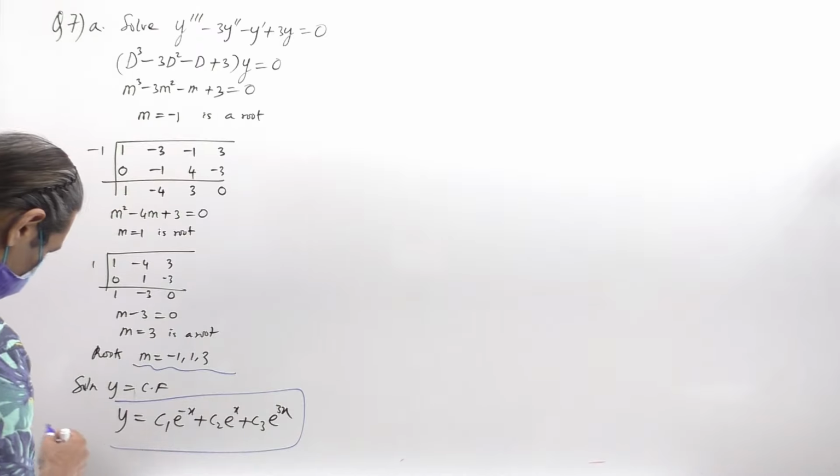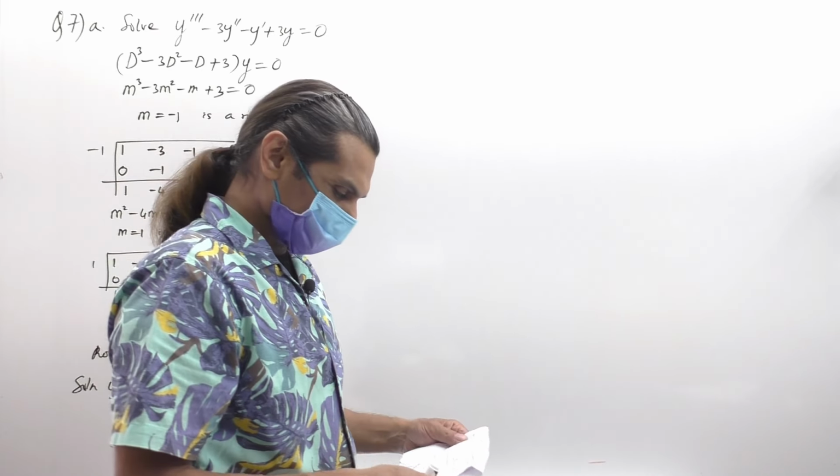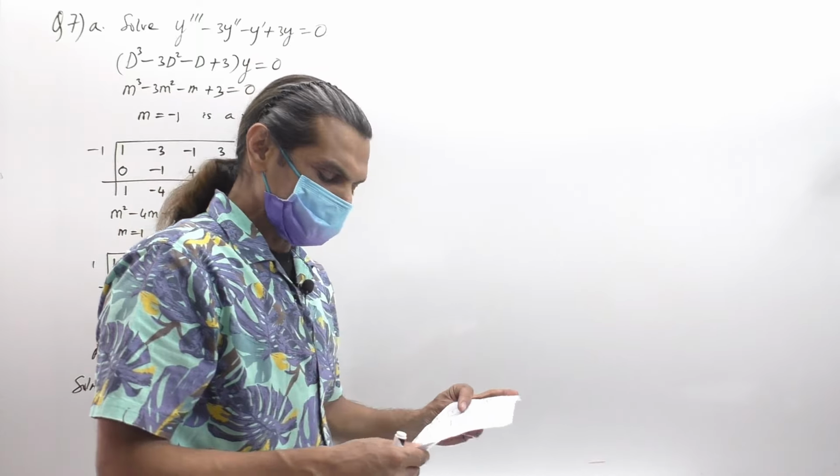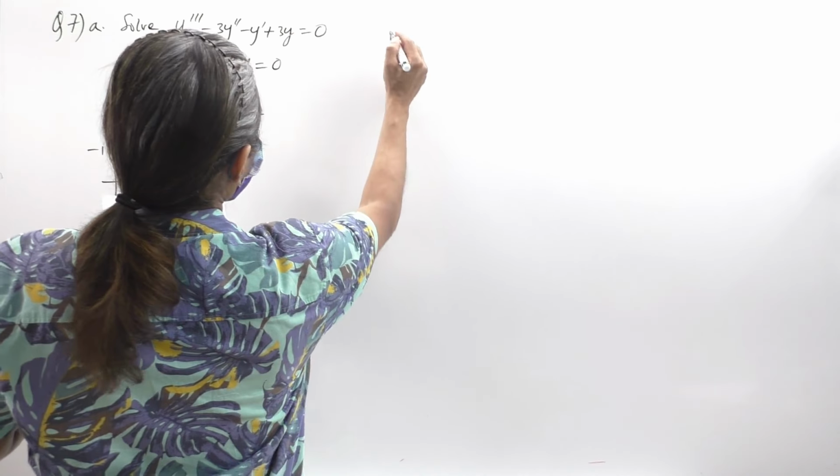So you can show all the steps for getting the complete 6 marks. If you write directly using the calculator roots and solution, you will get 1 mark. That's it. Now the second one is 7b.